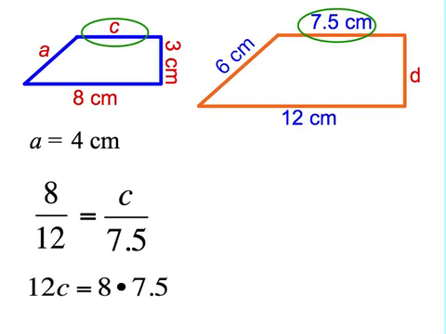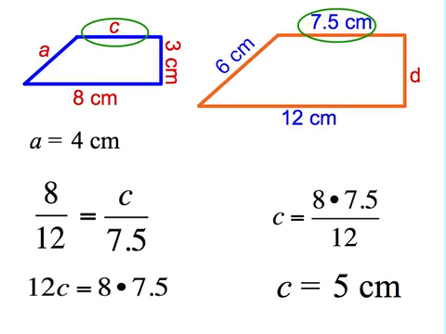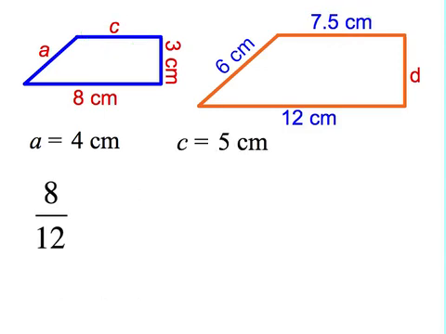Apply the means extremes property again. Divide by 12 to solve for C. And I happen to know that 8 times 7.5 is 60, and 60 divided by 12 is 5. So C is 5 centimeters. And we'll put that up at the top, and we have one left, and that's D.